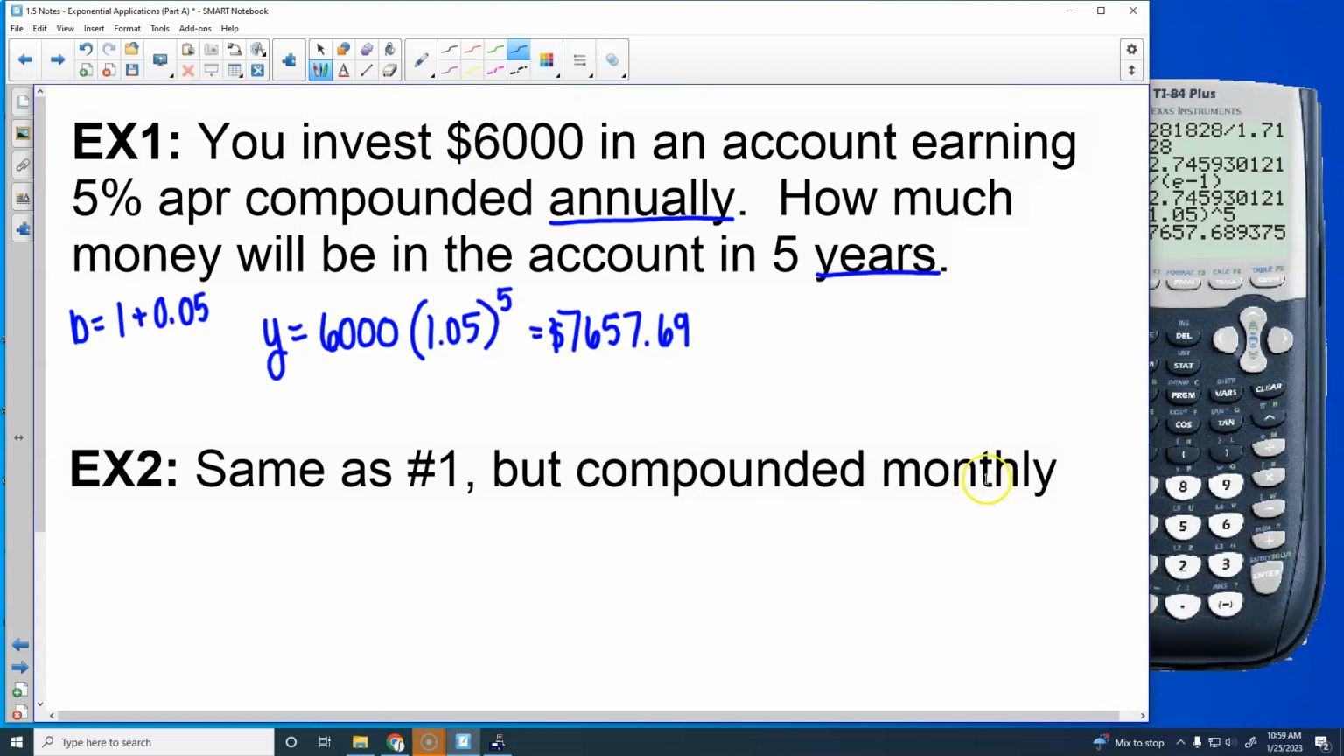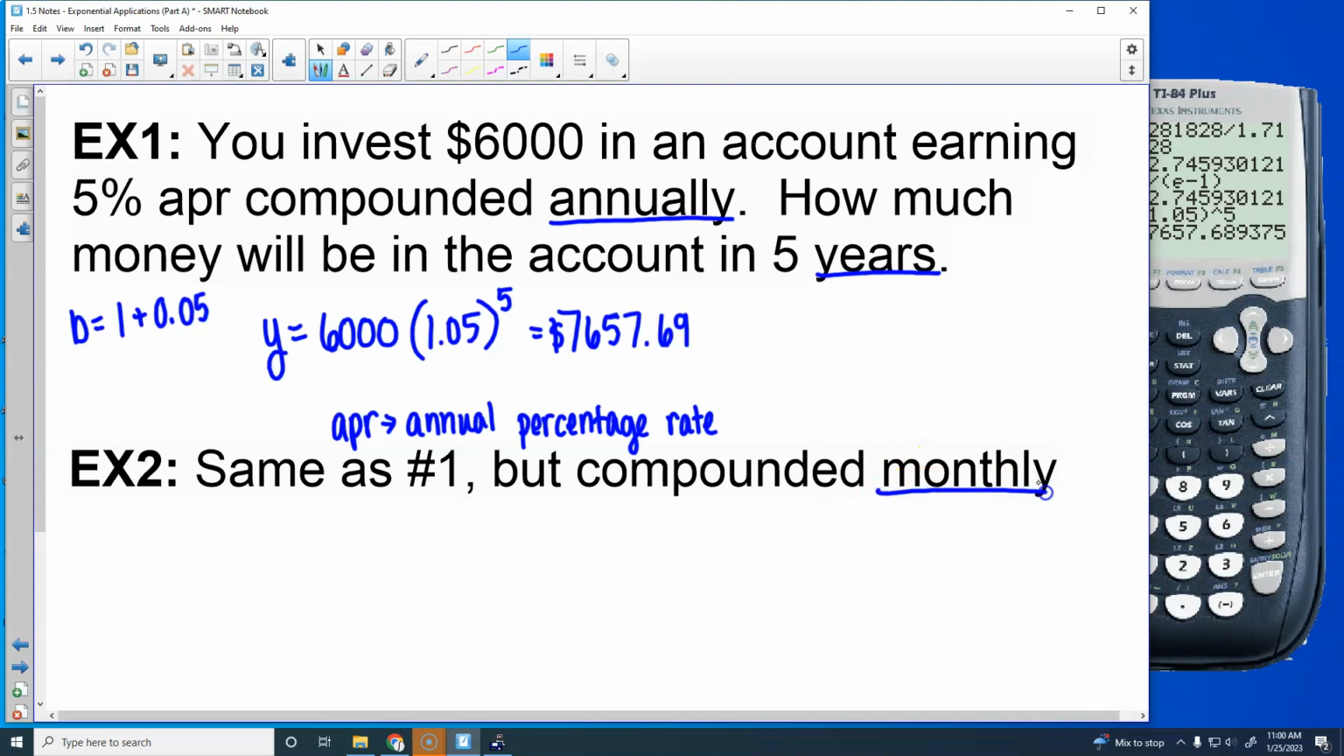So compounded monthly is going to be different because when you see APR there, that is annual percentage rate. So when you see APR in a problem, or sometimes it will say 5% per year, that is your annual rate. That is the percentage that you get every year.